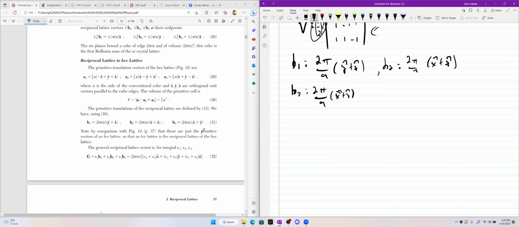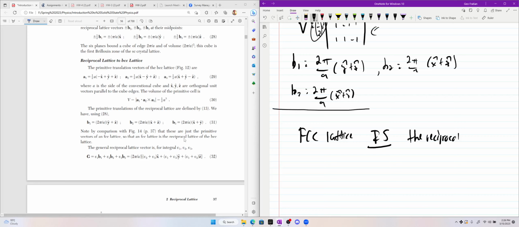Okay, so it's kind of interesting, actually, that if we look at these right here, these vectors, these are actually just the primitive vectors of an FCC lattice. So in other words, an FCC lattice, this is important, is the reciprocal lattice of a BCC lattice.